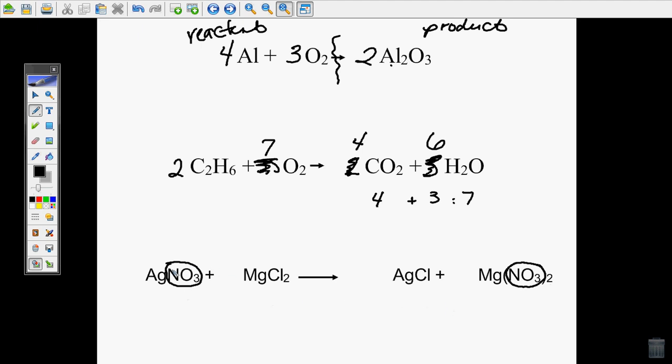So I want to do my metals first. I have one silver, so that's okay. I have one magnesium, that's alright. Then I'm going to do my chlorines. I have 2 chlorines here, well I need 2 chlorines here. Well, that changed my silver, so now I need to put 2 silver there. Okay, then now I've got 2 nitrates over here, and I have 2 nitrates over here. So I'm done. Just go back and fill them in with ones. Okay.